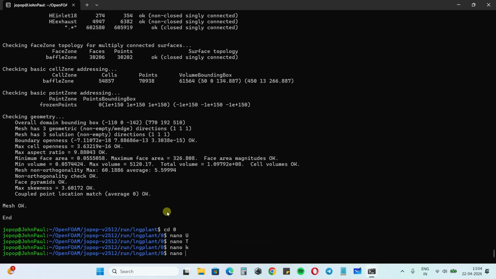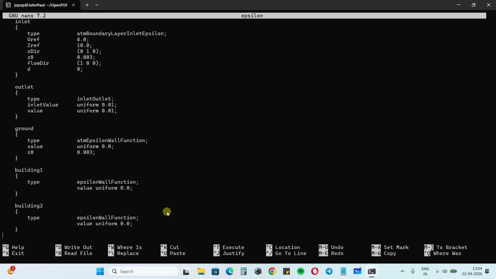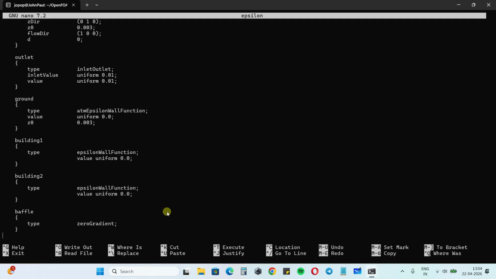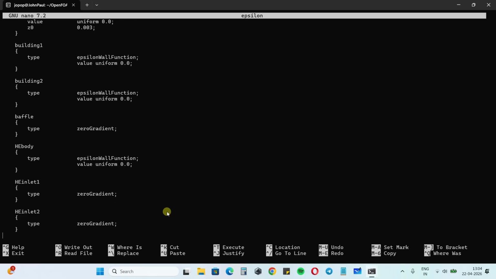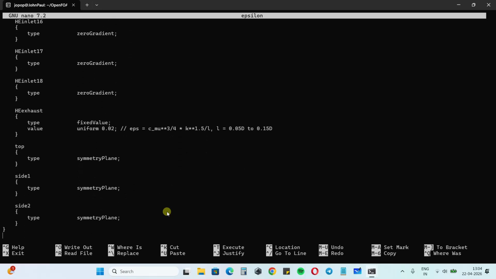Now for epsilon, again you have the wall functions. At the ground you have the atmospheric epsilon wall function. On the building surfaces you have smooth wall functions. And at the exhaust you have a fixed value computed based on the relation between K and epsilon. Here L is the characteristic dimension, considered to be around 0.05 of the diameter, which is 5 meters. So that's epsilon, Control O and Control X.